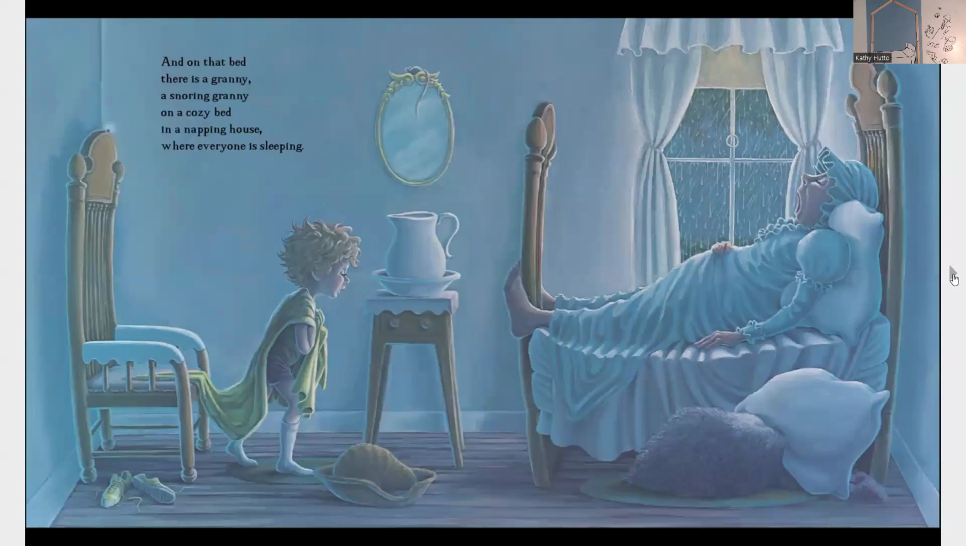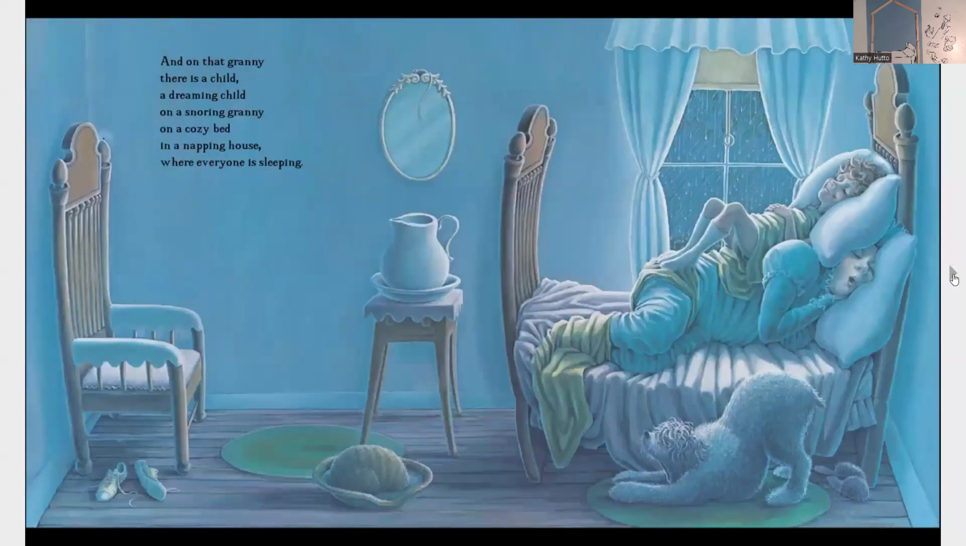There is a house, a napping house, where everyone is sleeping. See, this house looks like the one that we made. And in that house, there is a bed, a cozy bed, in a napping house where everyone is sleeping. And on that bed, there is a granny, a snoring granny, on a cozy bed in a napping house where everyone is sleeping. And on that granny, there is a child, a dreaming child, on a snoring granny, on a cozy bed in a napping house where everyone is sleeping.